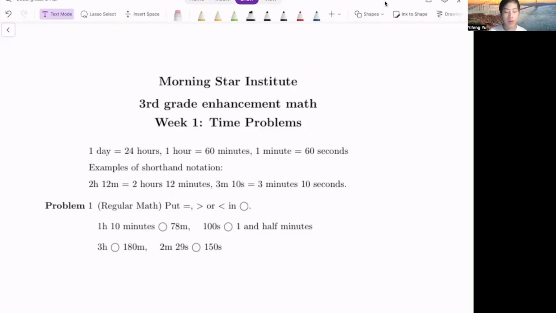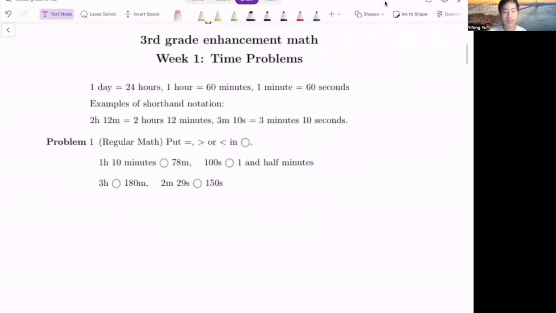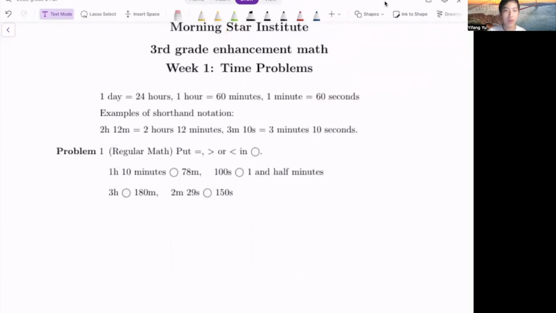Problem 1. Put the equal sign, greater than, or less than sign in the spaces below. Well, first one, 1 hour 10 minutes is something to 78 minutes. So we can expand 1 hour as stated above. 1 hour is just 60 minutes, and 60 plus 10 gives us 70 minutes. And 70 minutes is obviously less than 78. So we put the less than sign.